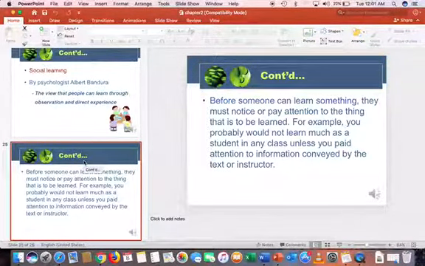Before someone can learn something, they must notice or pay attention to the thing that is to be learned. For example, you probably would not learn much as a student in class unless you paid attention to the information conveyed. It means that there should be attention to the information conveyed.